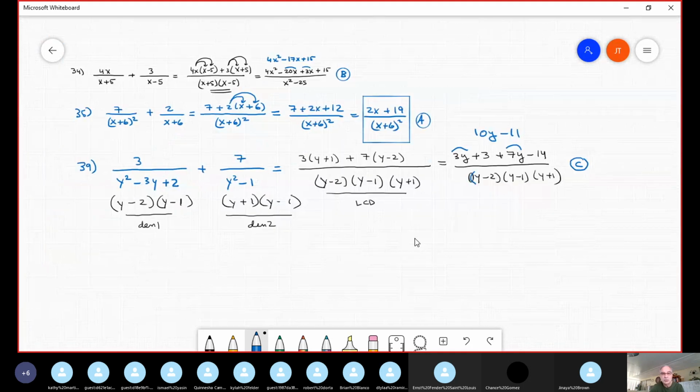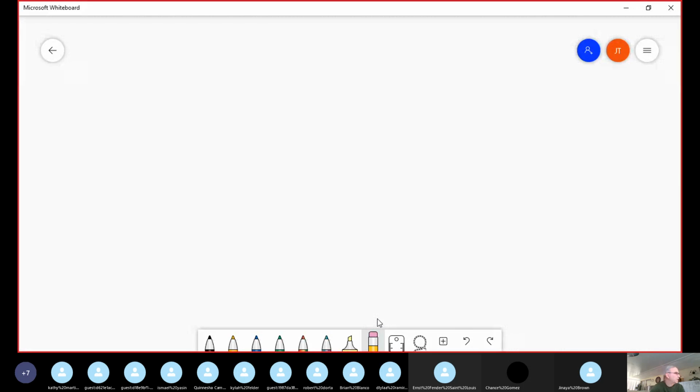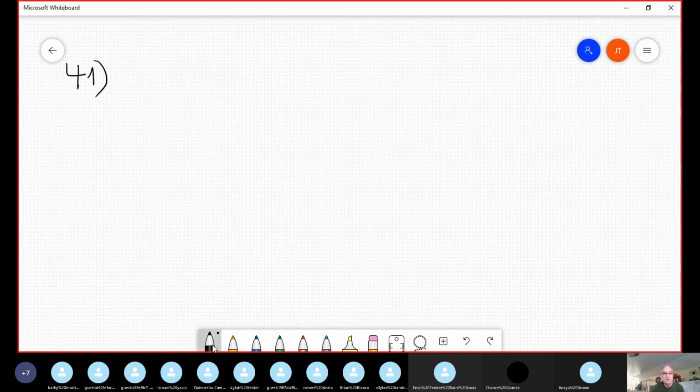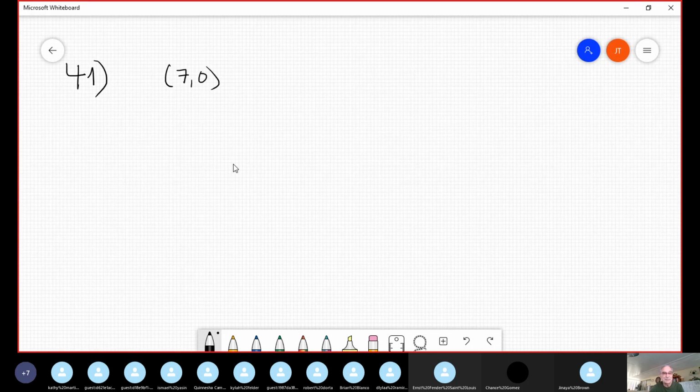Let's move on to another topic. For example, let's practice a little bit. Write the equation of the line through the given points and express it in standard form. Okay, so 2 points are given. For example, we're doing 41. The points given are (7, 0) and (0, 7).